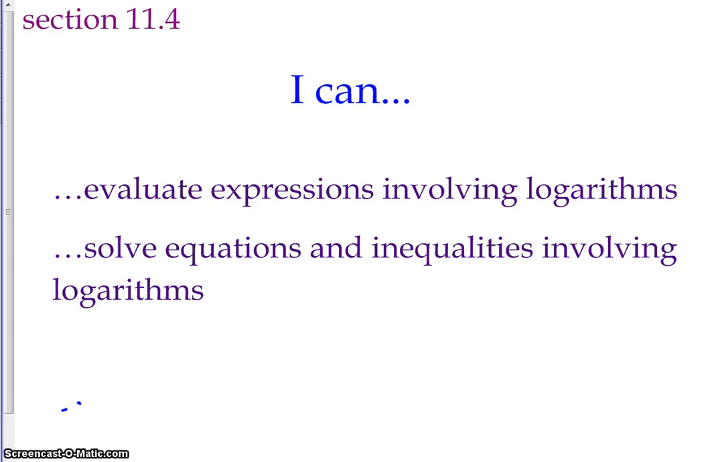So hopefully by the end, today we're going to have two videos. The first one's going to be on evaluating expressions that involve logs, and then we're going to get into how we solve equations that have logarithms as well.